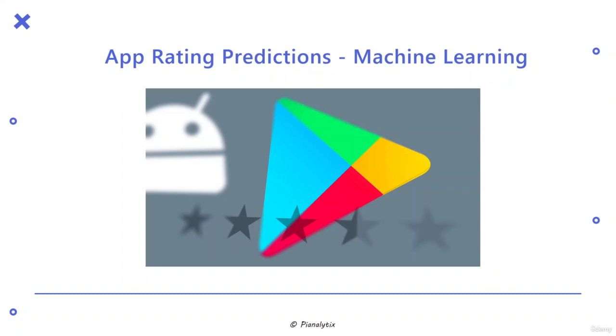Hi, in this project, as the name suggests, we will be predicting the ratings of apps, taking the data from Google Play Store. Then, we will be building a web application model to predict the ratings and deploy that web application model to Heroku.